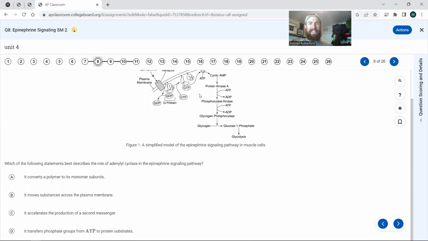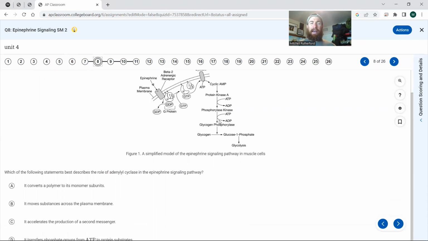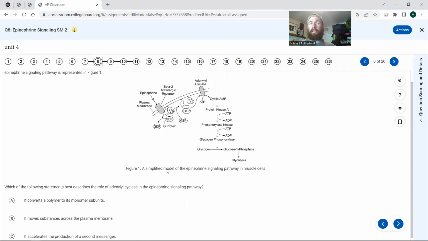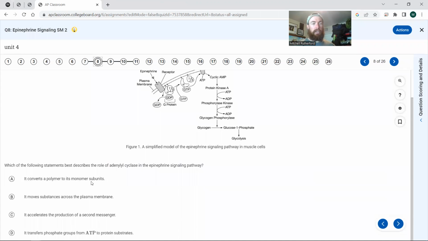C says accelerates the production of the second messenger. Ooh, gosh. It does seem like there's a bunch of stuff happening at the membrane here between the beta-2 adrenergic receptor and the adenylyl cyclase. It does seem like there's a whole bunch of stuff there with GTP and GDP. And then all this stuff with the protein kinase and the phosphorylase kinase and all the ases there. That might be good because it does seem like a second messenger, as in the first messenger is epinephrine and the second messenger is cyclic AMP. That is a little bit higher level, and we would want to practice that and memorize that. But I'm pretty sure that's the right answer, but let's look at D.